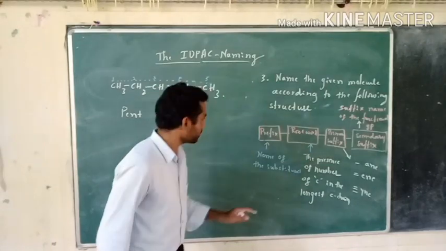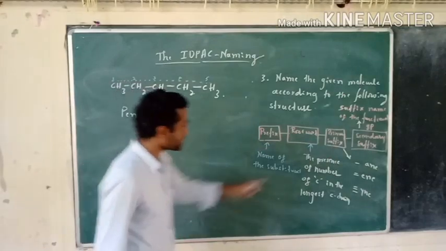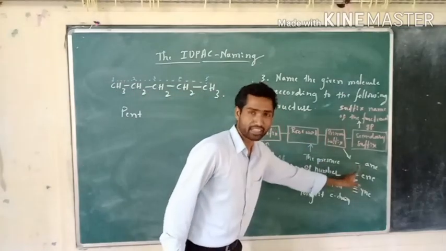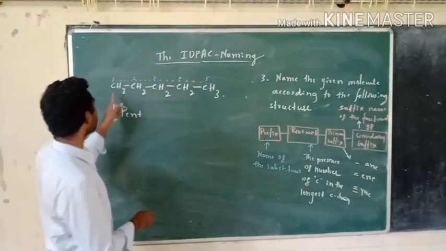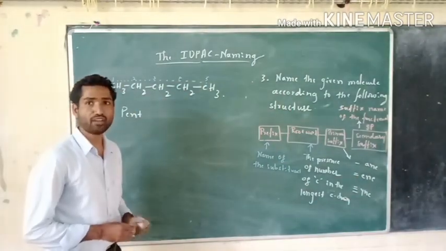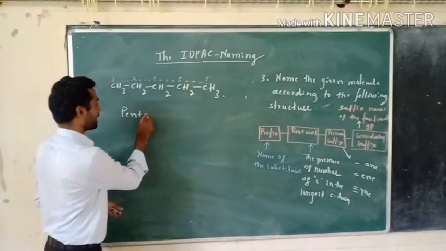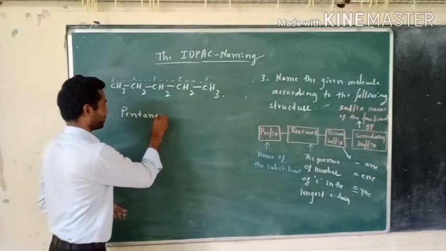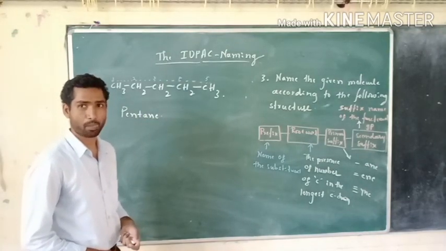Right, pent. So next, what do I have to write? The primary suffix. The primary suffix indicates the presence of a single bond, double bond or triple bond in the longest carbon chain. This longest carbon chain has only carbon to carbon single bonds. Therefore, I have to write ANE: pentane.